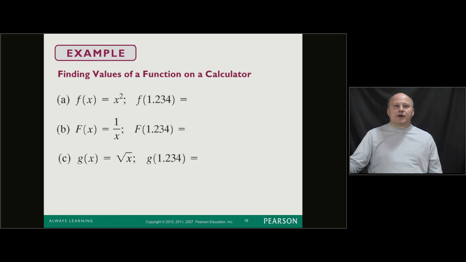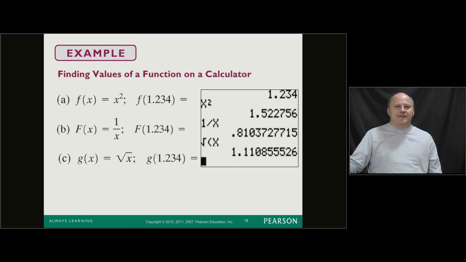All right, so now we're going to find the values of a function on a calculator. Now this one you can use a graphing calculator, but since graphing calculators are not really used on tests, you can also use just a regular calculator and just plug in on the first one 1.234 and then square that number. And then on the middle one, hit 1 divided by 1.234. And then the last one, the square root of 1.234.